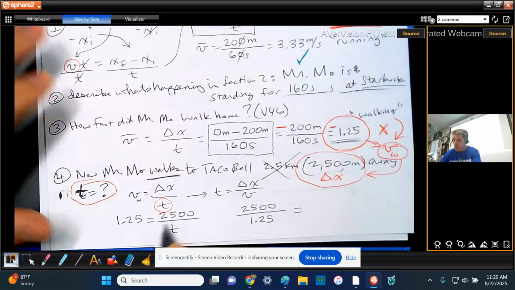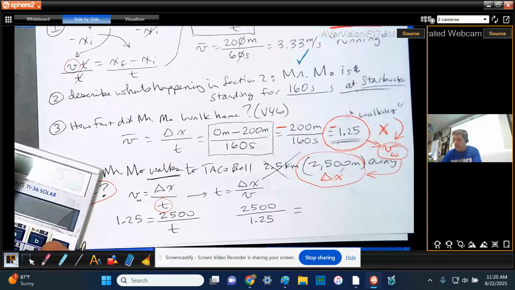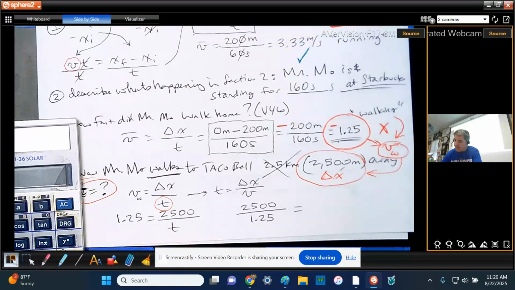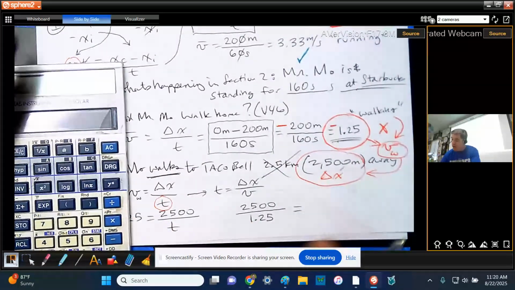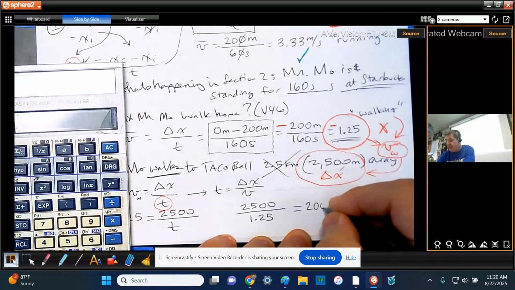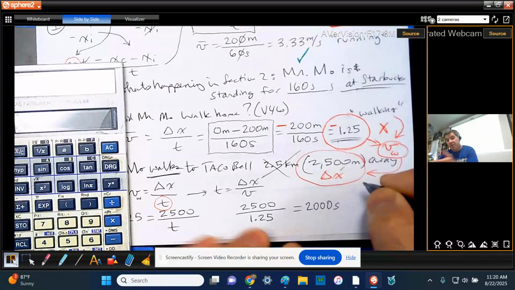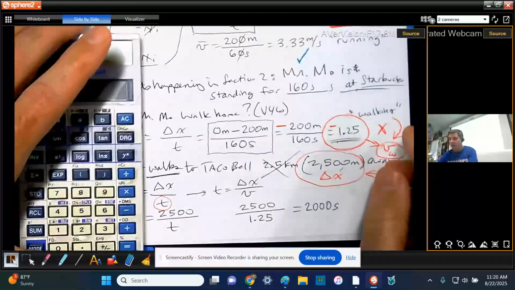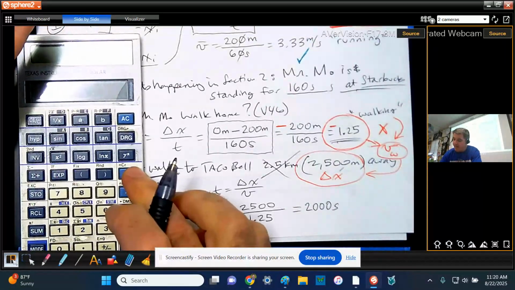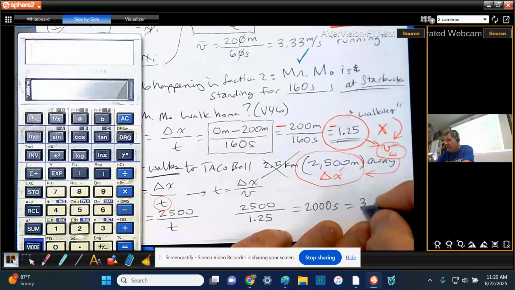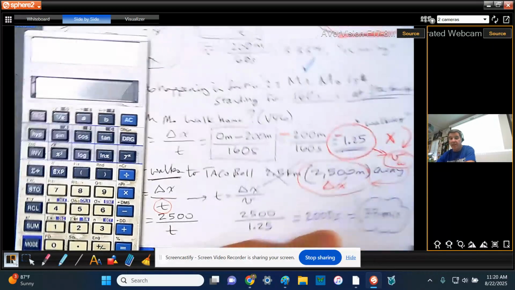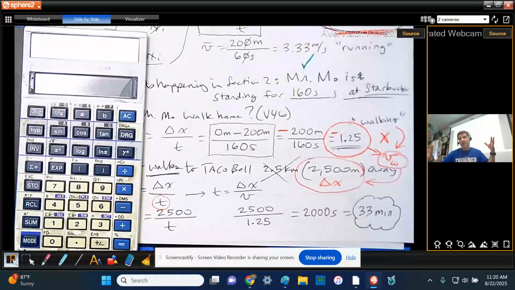And if I do that or this, I get the same answer. So in this case, 2,500 divided by 1.25 gives me 2,000. And that's 2,000 seconds. And I'm curious, is that legit for walking to Bel Air? So I divide that by 60, and that will give me 33 minutes. So that actually is kind of legit. It would probably take about a half hour to walk to Bel Air. Ta-da! We did it. And so it's done.